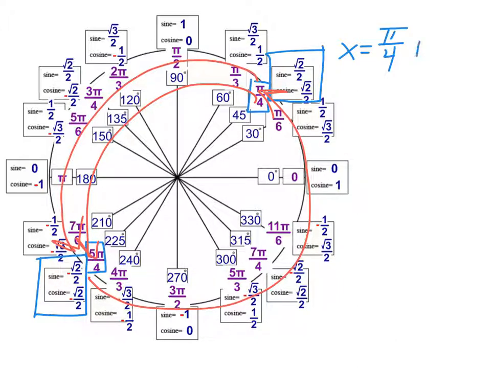So, I do pi over 4 plus pi times k, where k is any integer value. And that is our actual solution, because I can go around pi, that is around half the circle, as many times as I want in either direction. I'm still going to end up with sine and cosine equaling the same thing.